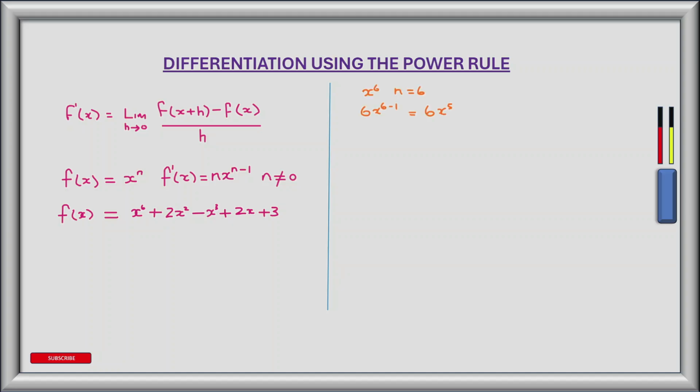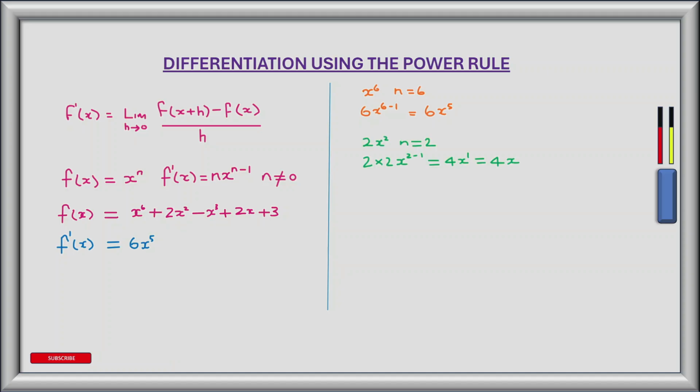Let's take x to the power of 6 first. For this term, n is equal to 6. So according to the power rule, we multiply x by 6 and decrement the power by 1. So we get 6 times x to the power of 6 minus 1, which is equal to 6x to the power of 5. So let's now start building up the derivative of f of x, or f prime x. The first term we can put in is 6x to the power of 5.